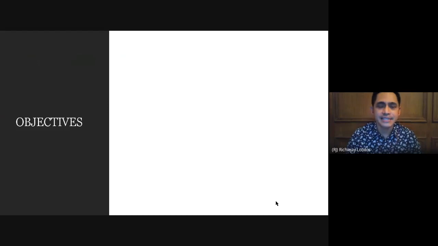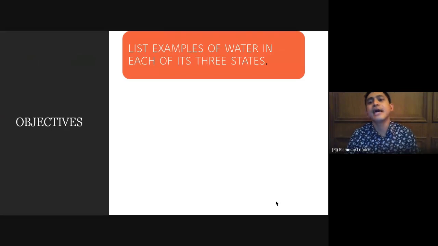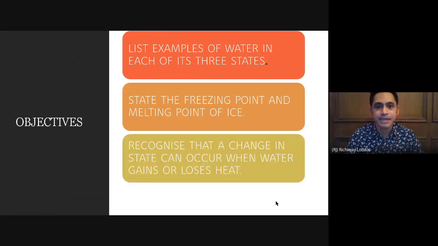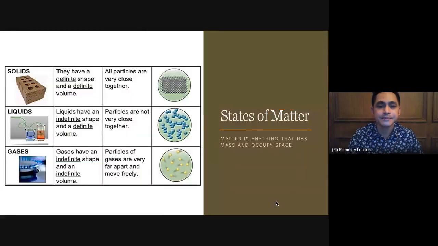So at the end of this lesson, everyone is expected to, first, list examples of water in each of its three states. Very easy. Second, each and every one of you should be able to state the freezing point and melting point of ice. And lastly, but not least, recognize that a change in state can occur when water gains or loses heat. In P4, you've learned about matter and its properties.